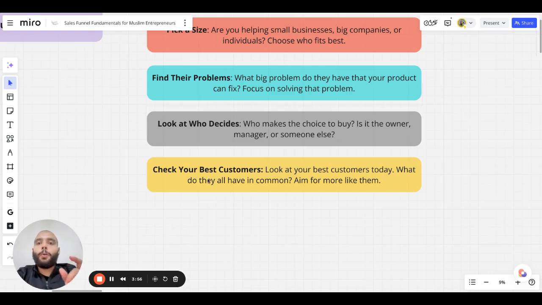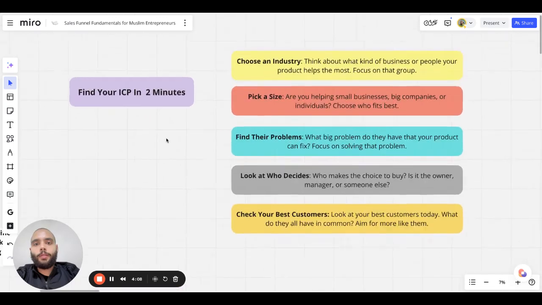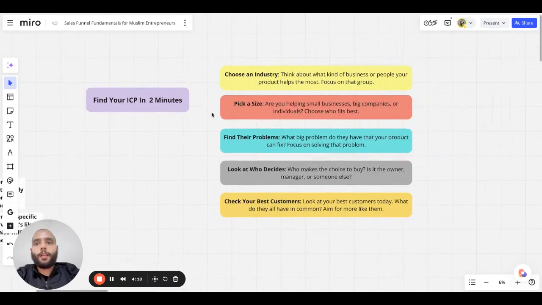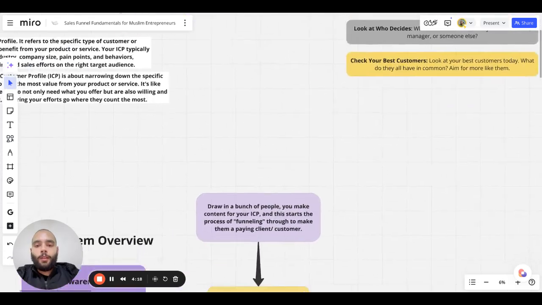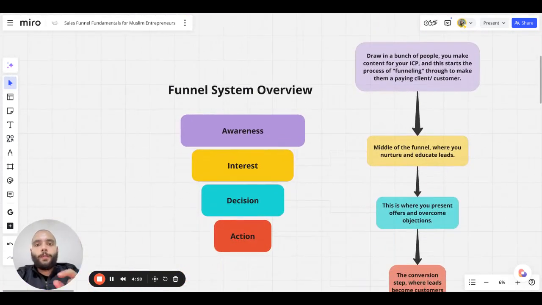And then if you already have a business at the moment, check your best customers. Look at your best customers right now, see what they have in common, and then aim for more like them. So it's very simple. Do not overcomplicate this. Take about 2 minutes if you want. Grab a Google Doc and just write it down. Having your ICP down is going to help us go to the next step. So, funnel system overview.